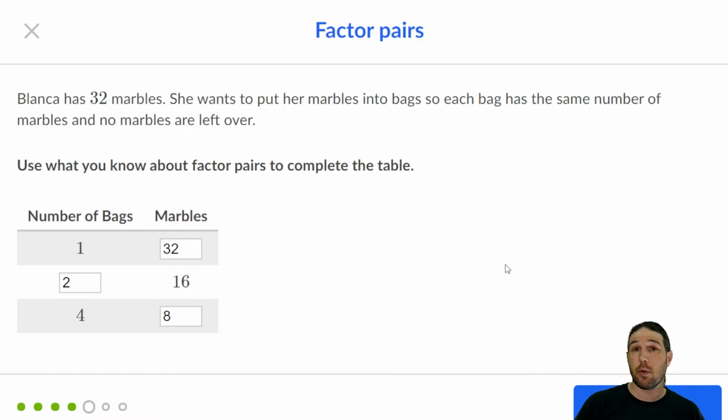As a note, by the way, the powers of 2, 4 times 2 is 8, and then 16, and then 32. These are very useful numbers. They come up all the time, both in math and in computer science later on.